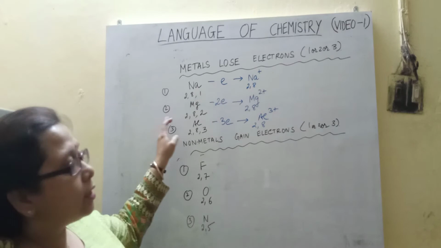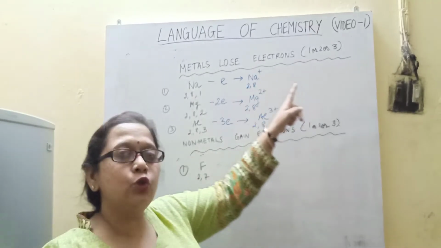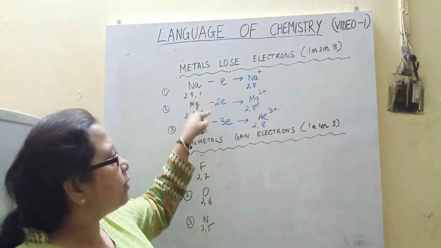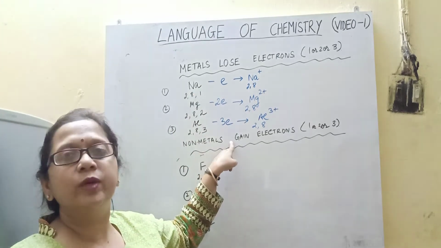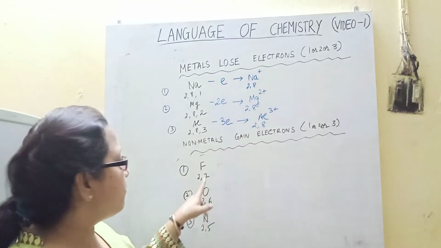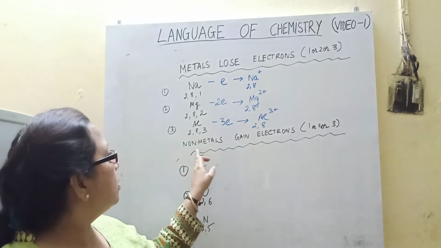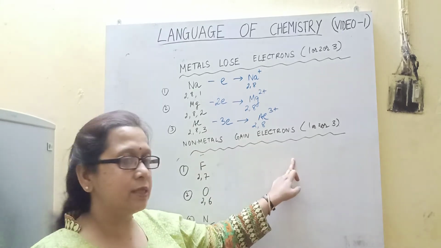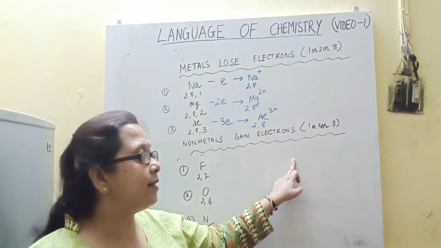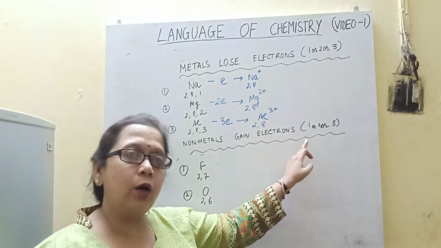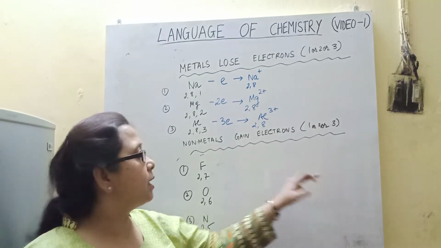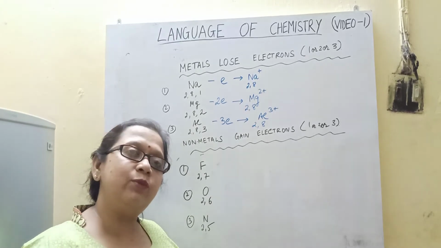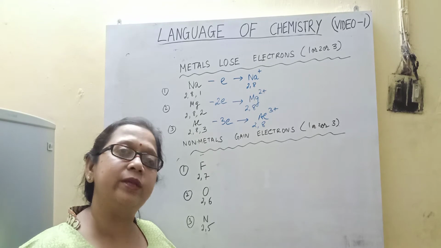So metals can lose 1 or 2 or 3 electrons to form cations, and the number of electrons lost is equal to its valency. In the same way, the non-metals we are talking of, like fluorine, gain electrons. And how many electrons can they gain? They can gain 1 or 2 or 3 electrons. So non-metals gain electrons to form anions, and the number of electrons gained is equal to its valency.